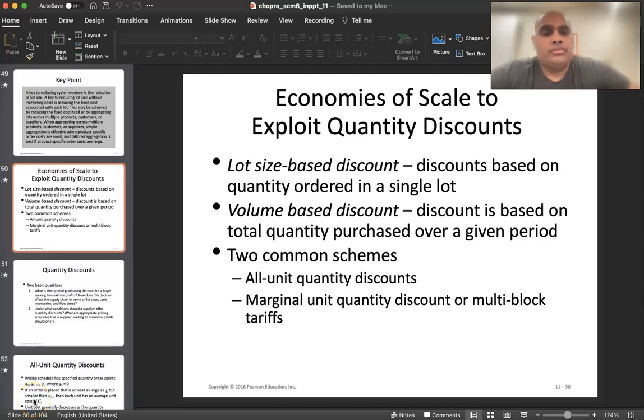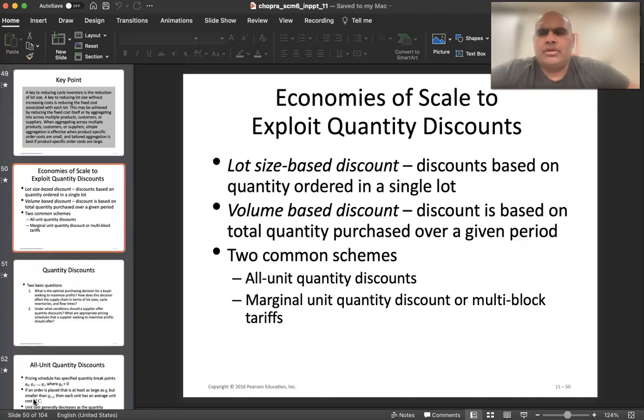Hi everybody, welcome to this video where we're going to be talking about quantity discounts and the EOQ problem. In the last few videos we talked about various versions of the EOQ problem, including single product and multiple product EOQ problems. And this is another version of the EOQ problem. In this case, we are going to be talking about the idea of quantity discounts.